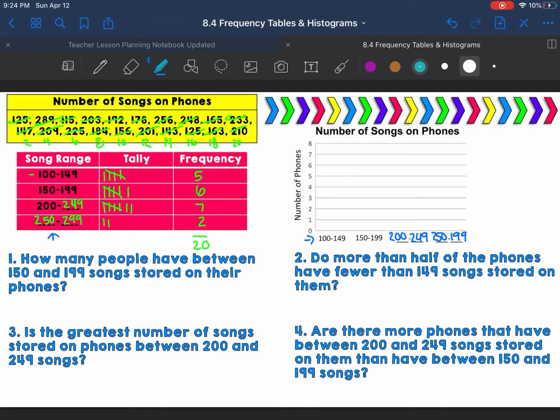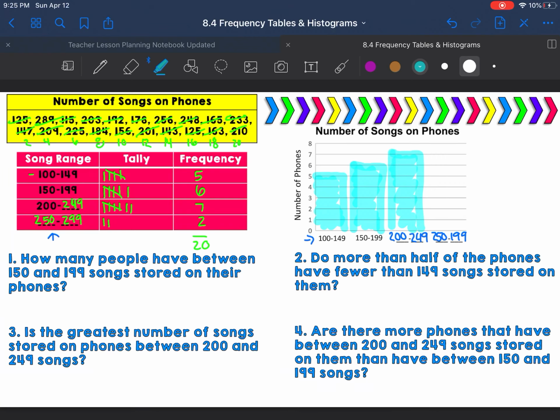I'm actually going to use my highlighter because I think it would be easy. So my first number, 100 to 149 songs, I had a frequency of 5 students. Oh yeah, look how easy that is to color. My next is 150 to 199, and I actually had 6 students. So I'm going to color that bad boy. 200 to 249, I had 7 students.